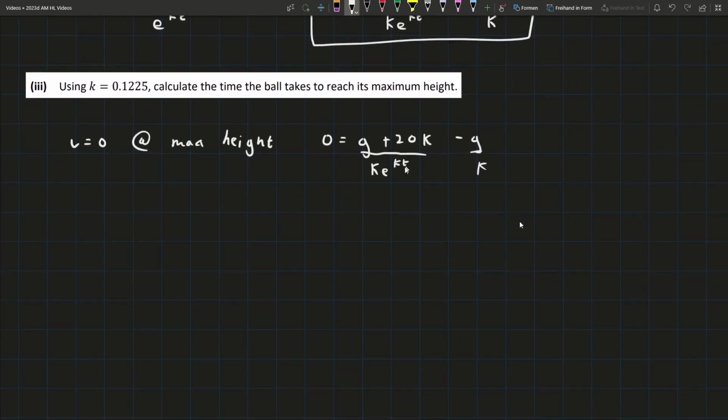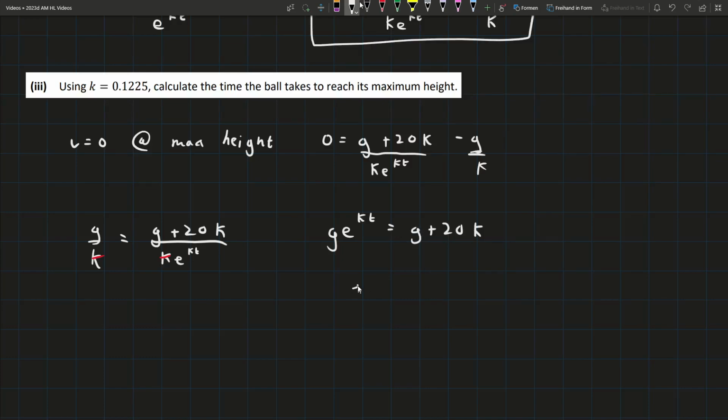So what's the best way to do this? Okay, I guess we can bring the g over k to the other side, equals g plus 20k over k e to the kt. We can multiply both sides by k, and these will cancel out. I'll bring the e to the kt up to the other side, and we'll get that g e to the kt equals g plus 20k. Divide both sides by g, and e to the kt is just equal to g plus 20k all over g.